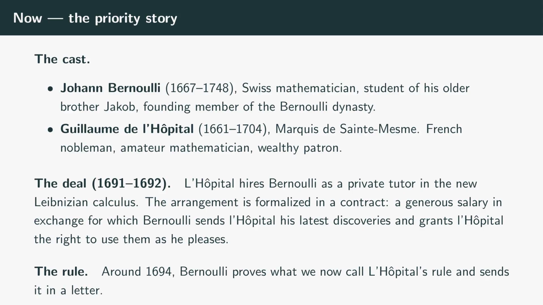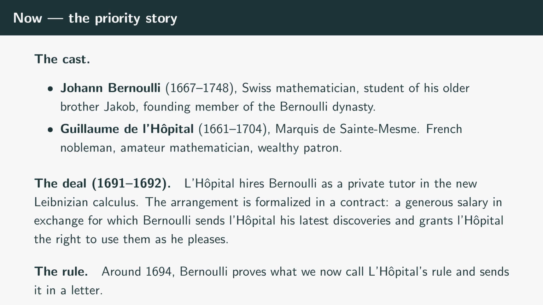Now for the part the textbooks usually skip, the story of who actually proved the rule. The cast. Johann Bernoulli, Swiss, born 1667, younger brother of Jakob Bernoulli, also a mathematician, father of Daniel Bernoulli, also a mathematician. Founding member of the Bernoulli dynasty, by my count, 8 mathematicians in 3 generations.